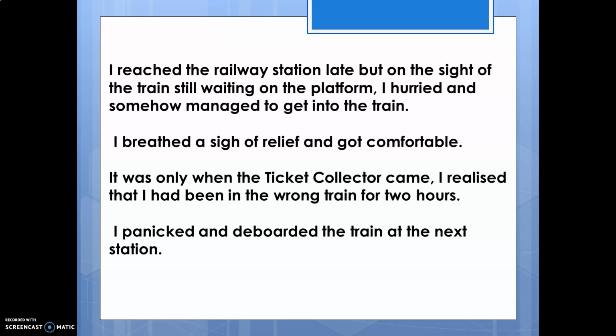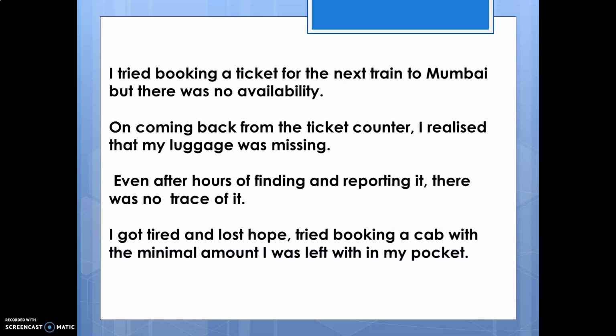I reached the railway station late, but saw the train still waiting on the platform. I hurried and somehow managed to get into the train. I breathed a sigh of relief and got comfortable. It was only when the ticket collector came that I realized I had been in the wrong train for 2 hours. I panicked and deboarded the train at the next station.